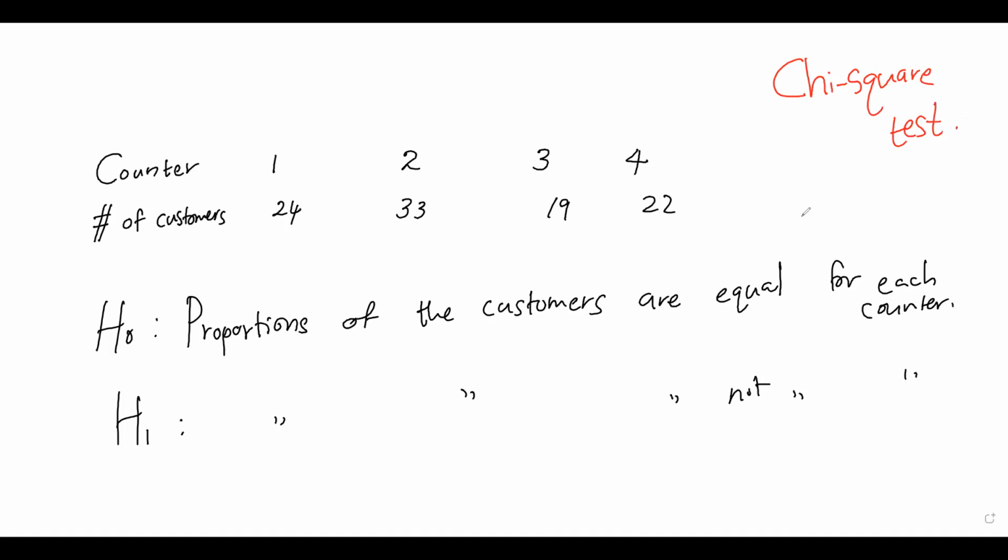Actually, this is the one sample chi-square test because we just have a single sample, right? Assume that the customers are equally distributed among these counters. The probability that a customer would go for counter 1 is equal to the probability that a customer would go for counter 2. Just assume. So if that is the case, 1/4, 1/4, 1/4, 1/4. Probability is 1/4, 1/4, right?